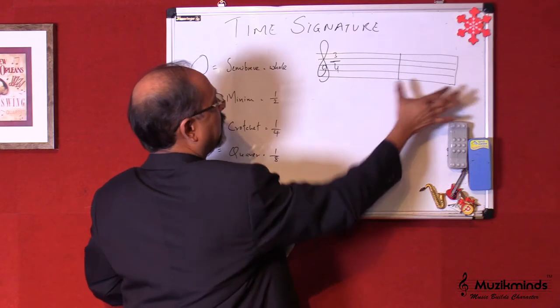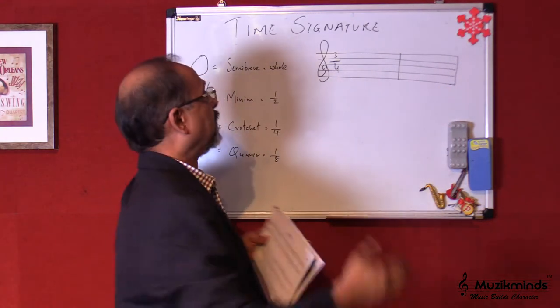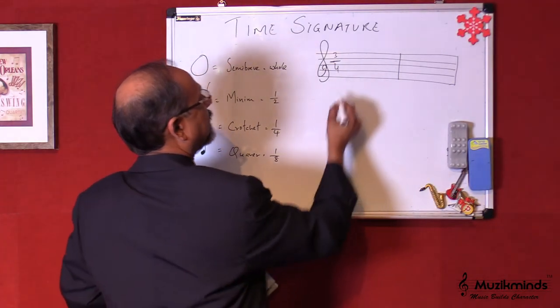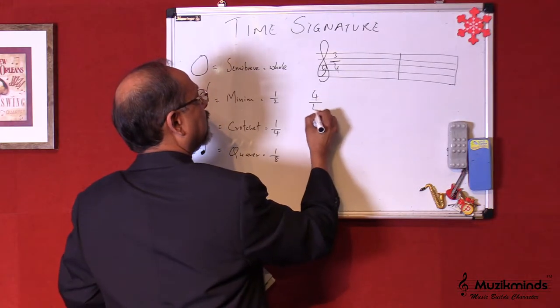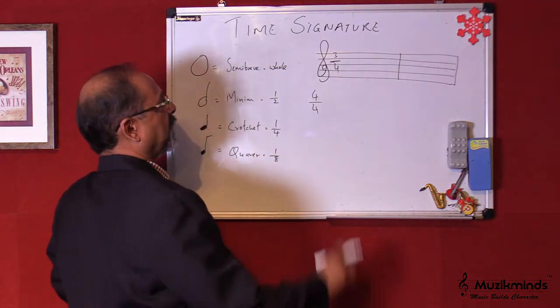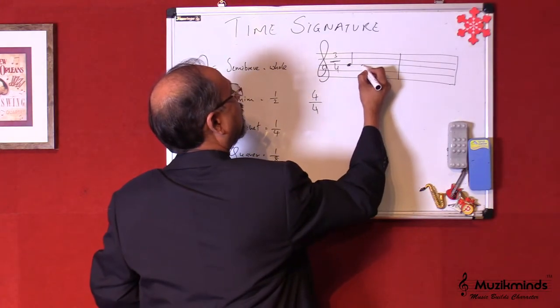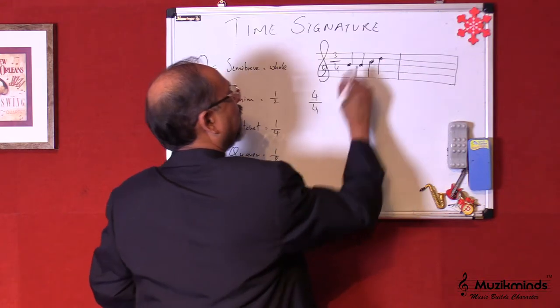Now, here we have two bars. So it is basically the pulse of the song to depict how many beats are there in one bar. Now, for example, if I have, let's say, a number of 4/4. Now, this means that there are four crotchets in one bar.